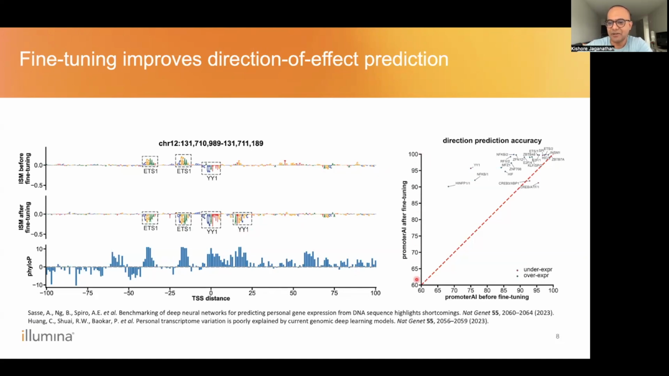And not just anecdotes: you can do a systematic analysis of getting the direction of effect right for those motifs for which you know the direction. What I'm showing here is, on the x-axis, the model before fine tuning, and on the y-axis, after fine tuning.